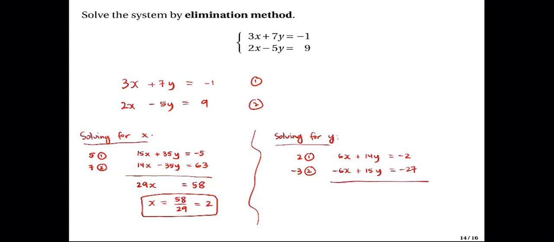So if we add them, 6x minus 6x, they will cancel. We'll just have 29y. And then on the other side, we have negative 29, which means y equals negative 29 over 29. This is negative 1. So this is the value for y. Okay? Questions?